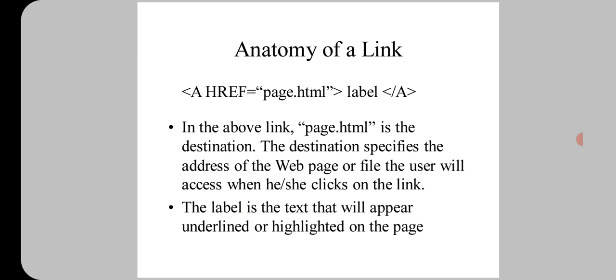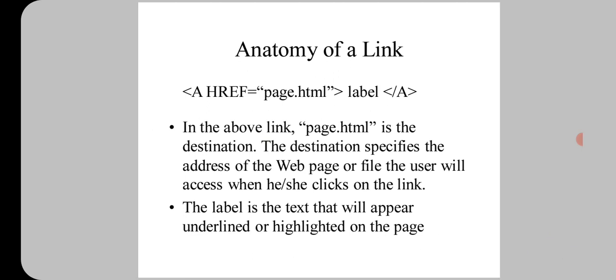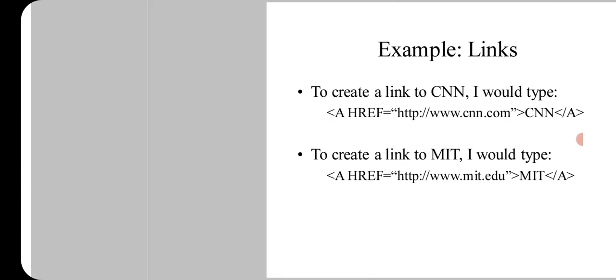So in the a href tag, href equals "page.html", in the above syntax page.html is the file name to be used or opened on the destination folder. The destination specifies the address of the web page or file the user will access when he or she clicks on the link. The label is the text that will appear underlined or highlighted on the page.